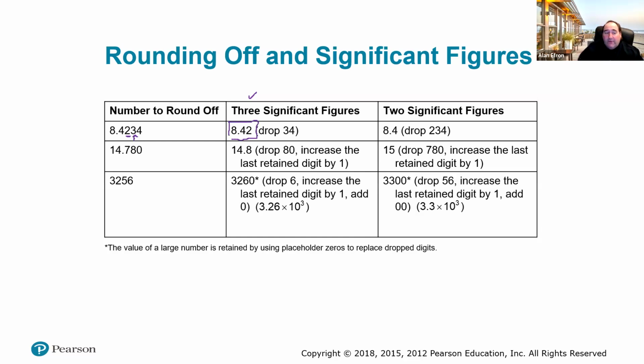Now, if we wanted to go to 2 significant figures, we would again look at our second significant figure, which is the 4. We then would look at the 2, and we would also drop the rest of the numbers because, again, it's less than 5. Same thing here.